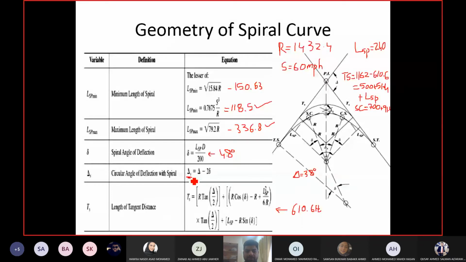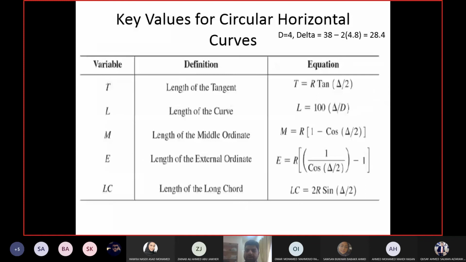With the spiral curve, the delta of the circular curve will be the total delta, which is 38, minus 2 times the small delta, 4.8 degrees. In the previous section we already did that, and the value is written here, so there's no point in asking you to calculate it. The resulting angle is 28.4 degrees. Give me the length here. How much is the length?